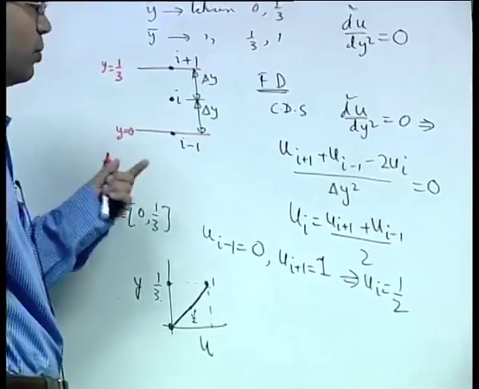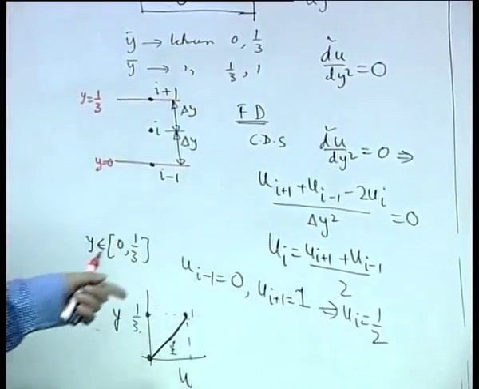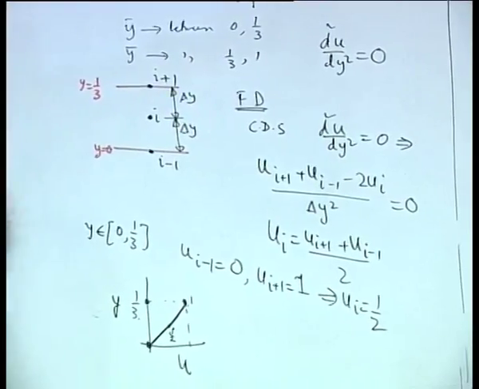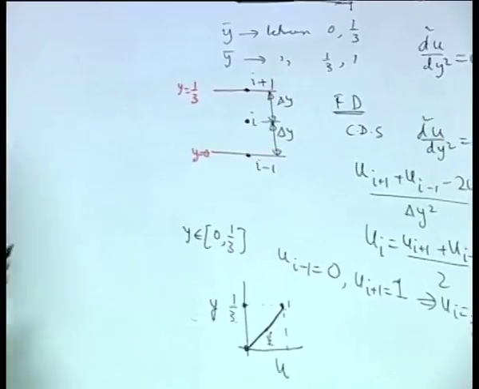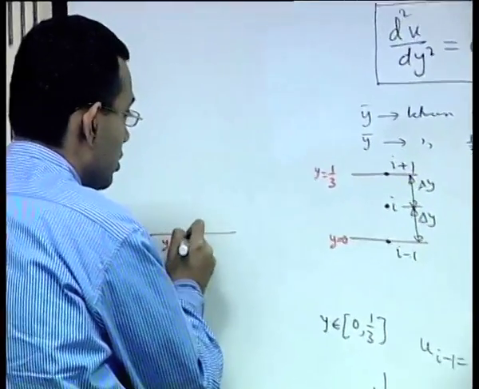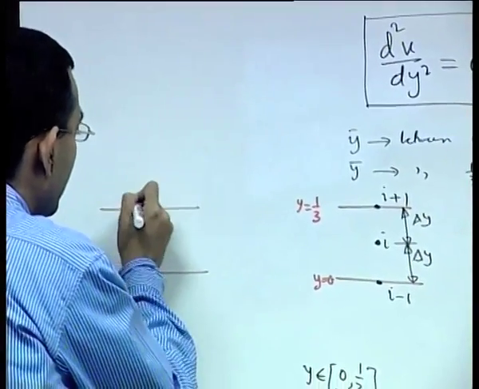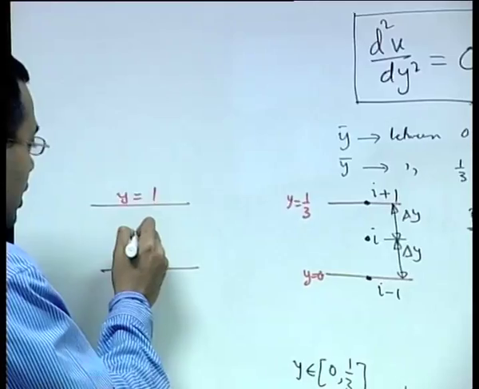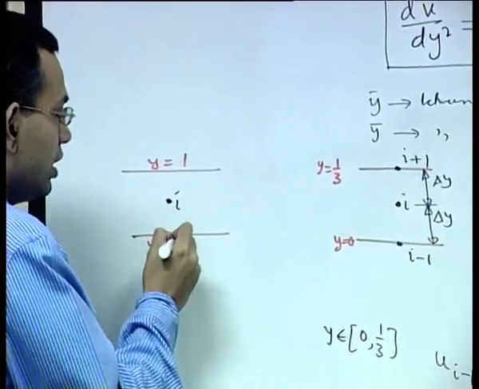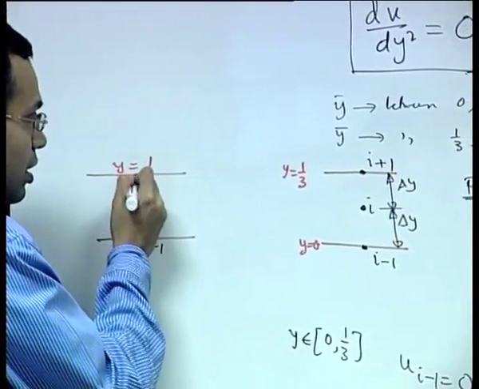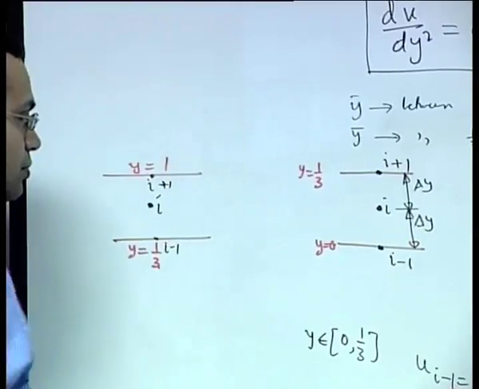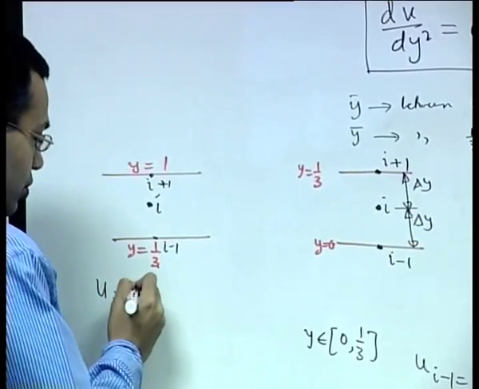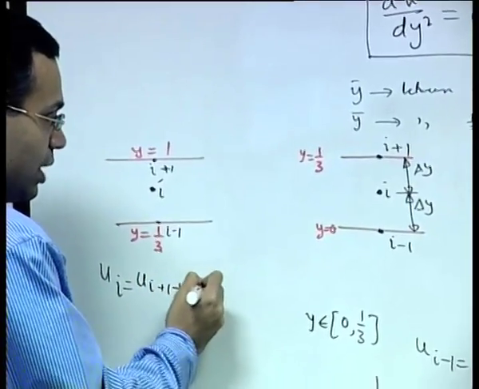What about the other part of the domain? You can use the same discretization. So, for the other part of the domain, it is y between one-third and y equal to 1. So, you can take another grid point in between. Again you can give these generic names I minus 1, I plus 1, and here also the governing equation is still the same. So, u I is equal to u I plus 1 plus u I minus 1 by 2.